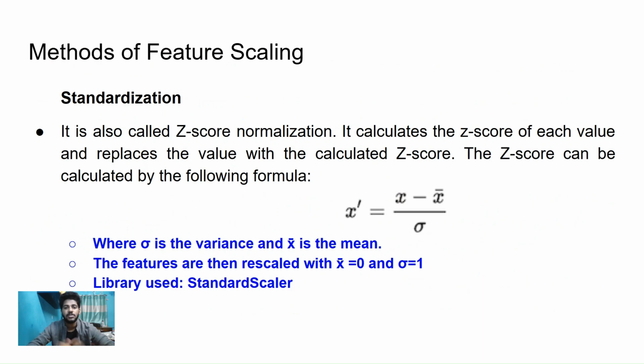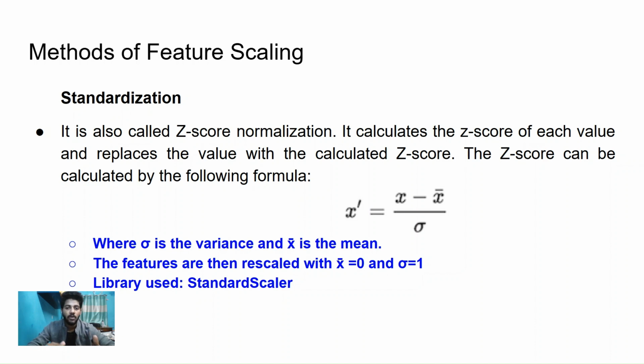So, methods of feature scaling. The first one is standardization, also known as z-score normalization. It calculates the z-score of each value and replaces the value with the calculated z-score. The z-score can be calculated by the following formula: x dash is equal to x minus x bar divided by sigma, where sigma is the standard deviation and x bar is the mean. The features are then rescaled with x bar equal to 0 and sigma equal to 1.